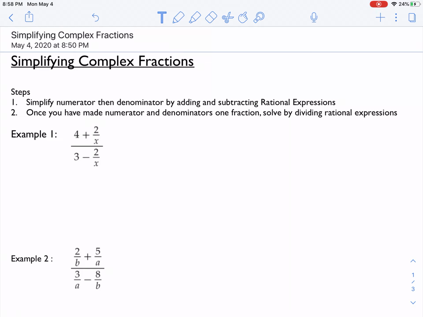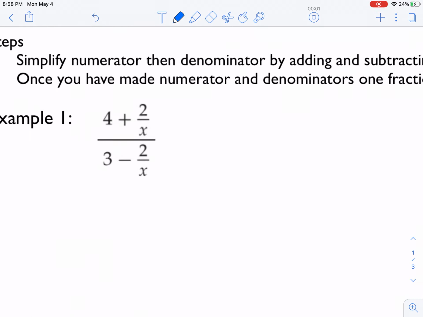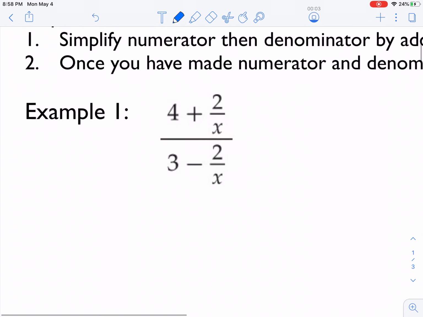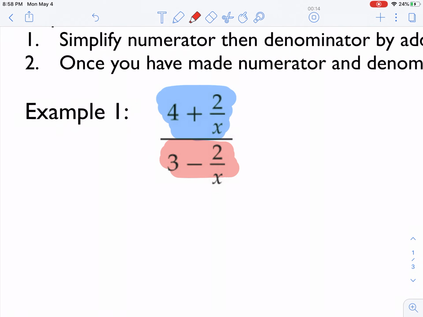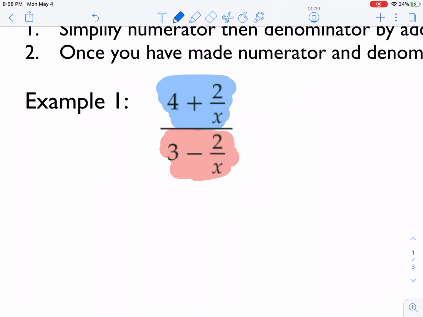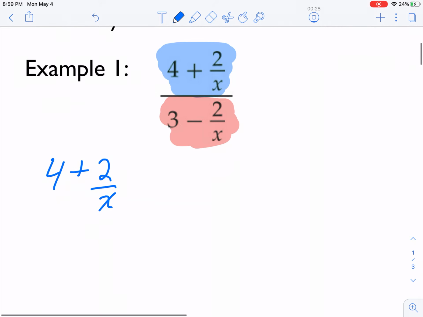Looking at example 1, I have in my top 4 plus 2 over x, and then my bottom 3 minus 2 over x. So here's one fraction I have to deal with, and here's my second one. The first thing I'm going to do is simplify that top, the blue. I've got 4 plus 2 over x. If I'm going to add or subtract rational expressions, I need a common denominator. So this 4 is over 1.